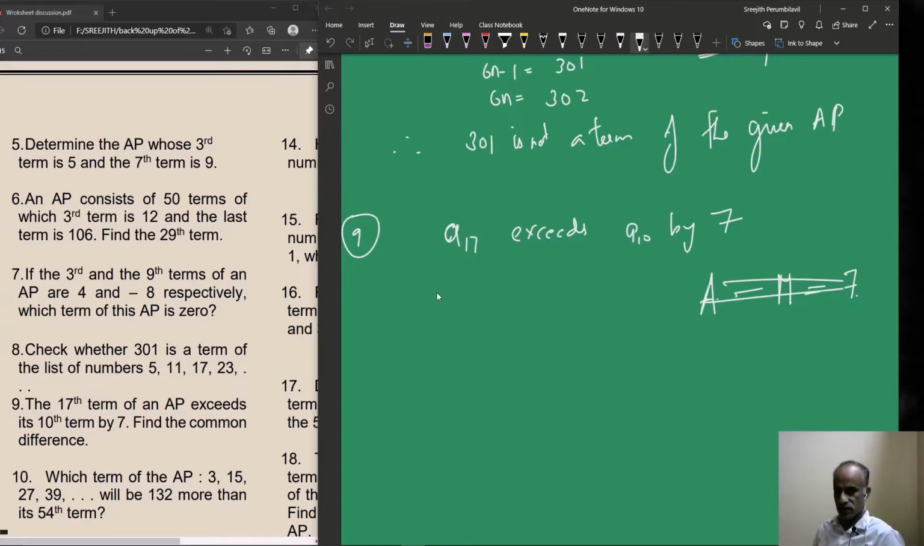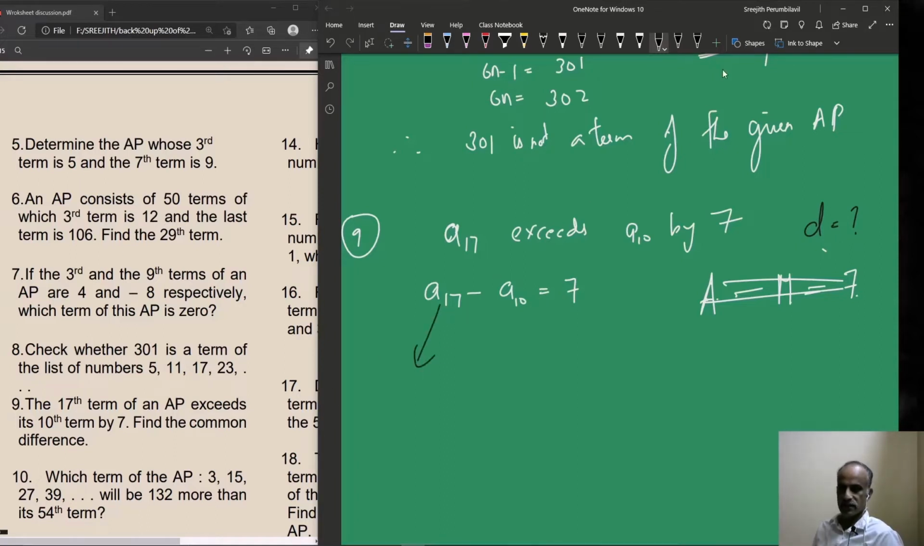This is the same thing. Here it is given A17 minus A10 is equal to 7. So this is what is given. Find the common difference, that is, we have to find the value of D. D is to be found, that is what is asked.